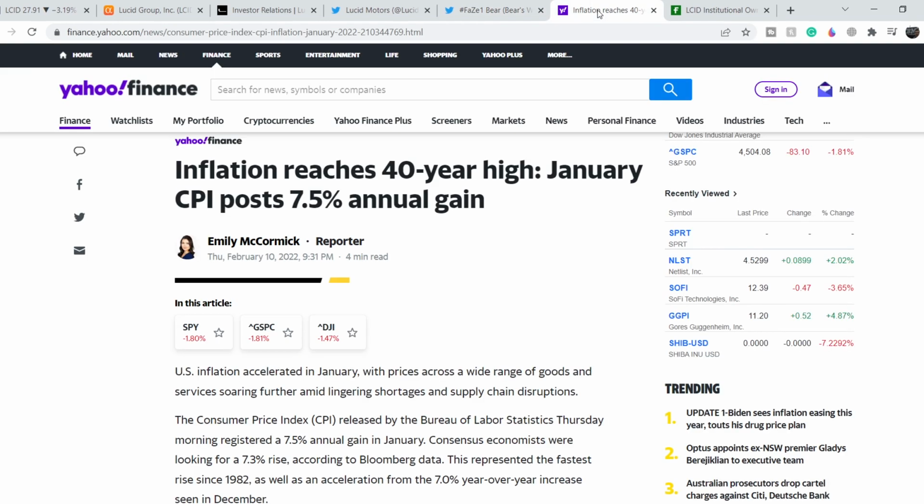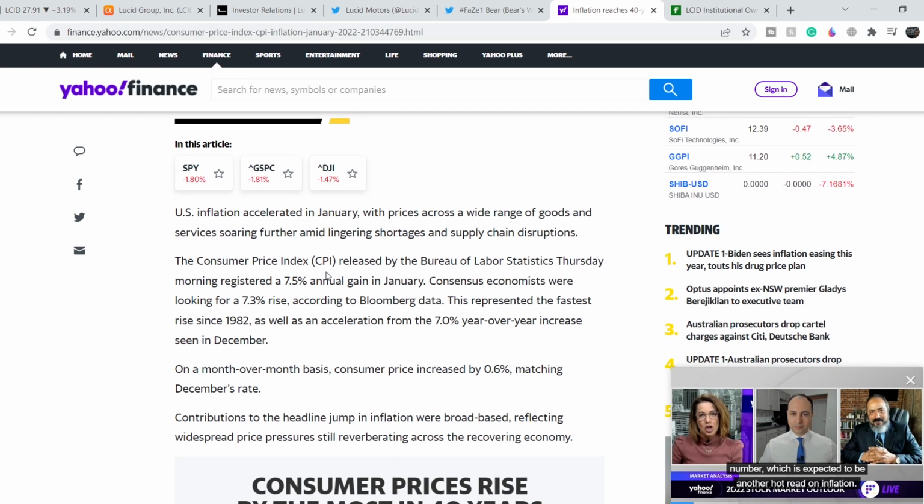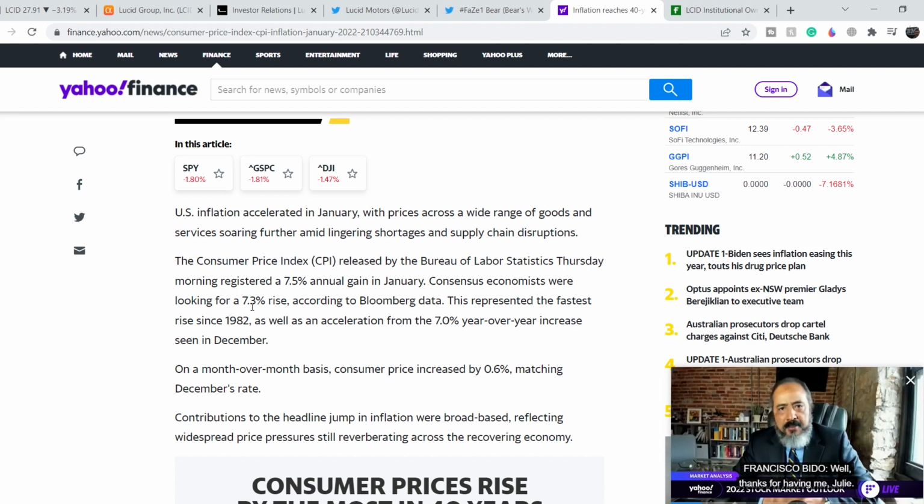We just have this information, and we are on Yahoo Finance, and this article is titled "Inflation reaches 40-year high. January CPI posts 7.5% annual gain." And let me quote you this. The Consumer Price Index released by the Bureau of Labor Statistics Thursday morning registered a 7.5% annual gain in January. Consensus economists were looking for a 7.3% rise according to Bloomberg data.